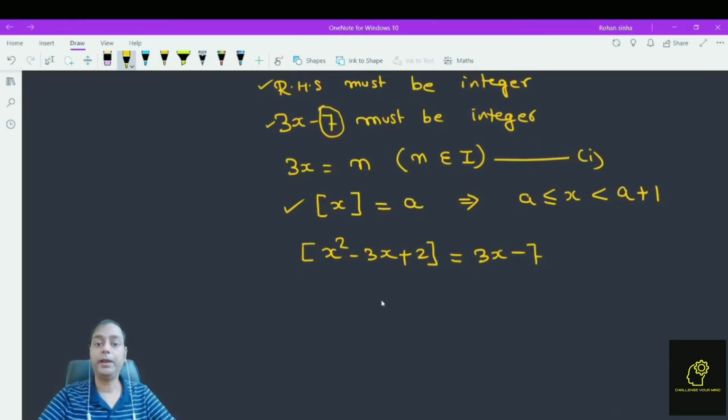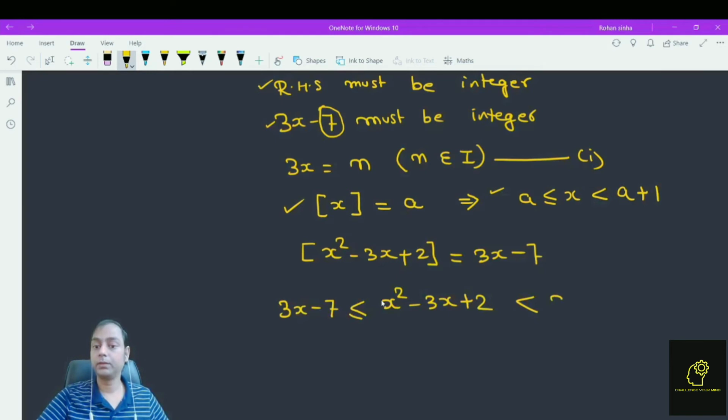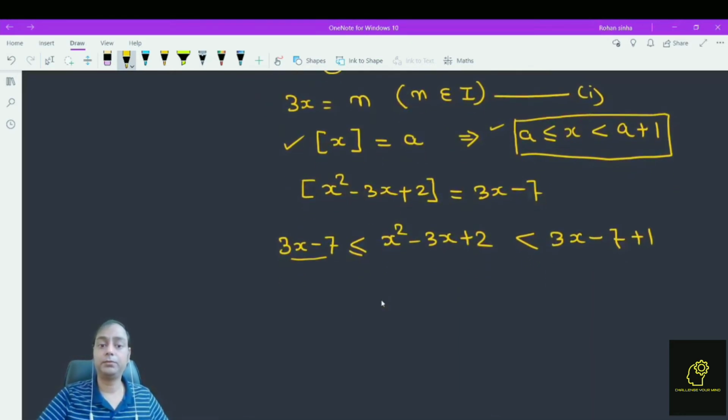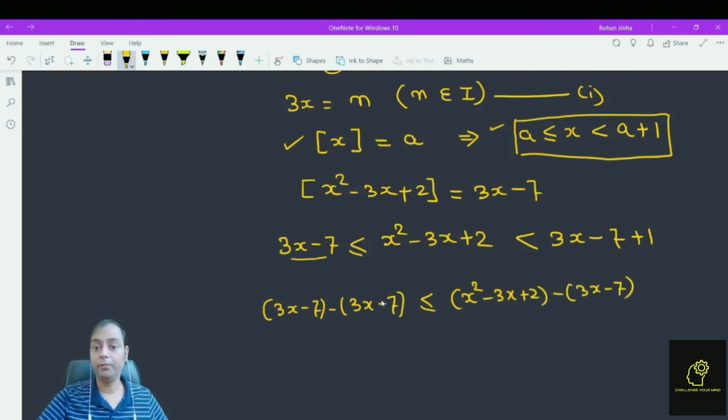Now simply applying this property here, what do we observe? We observe 3x − 7 ≤ x² − 3x + 2 < 3x − 7 + 1. What is a here? a is 3x − 7, so a to a + 1 is 3x − 7 to 3x − 7 + 1. Now if we proceed further, simply subtract 3x − 7 from all sides. We find x² − 3x + 2 − (3x − 7) in the middle, and on this side 3x − 6, that is, −7 + 1 = −6, and minus (3x − 7).